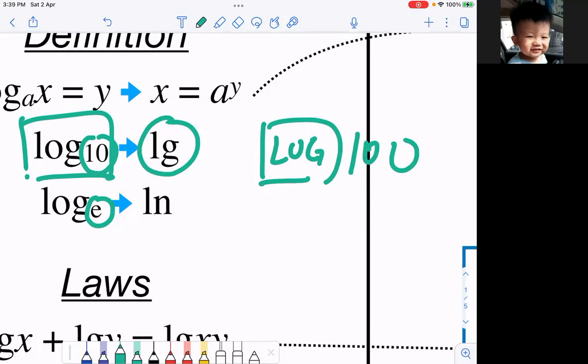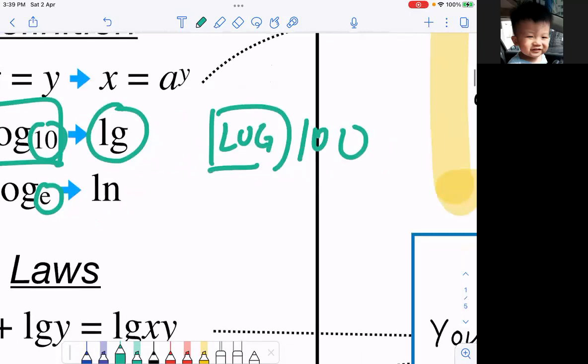Yeah, you know why 2 or not? Because got 2 zeros. Right, if you go LOG 1 million, what do you get? How come 6? 6 zeros, right? So things will start to make sense after you think about it long enough. I know first day, all very lost, no problem, okay?